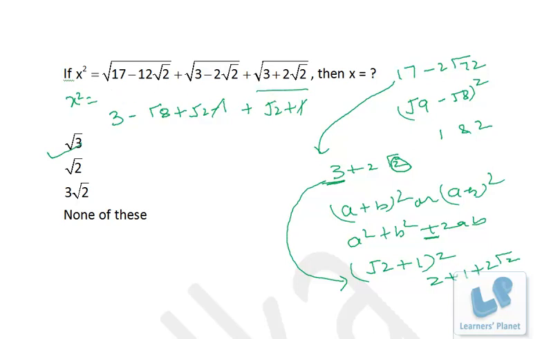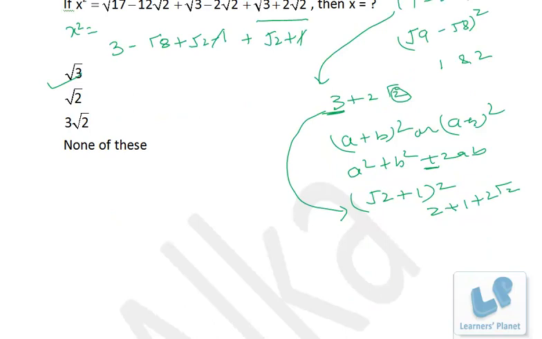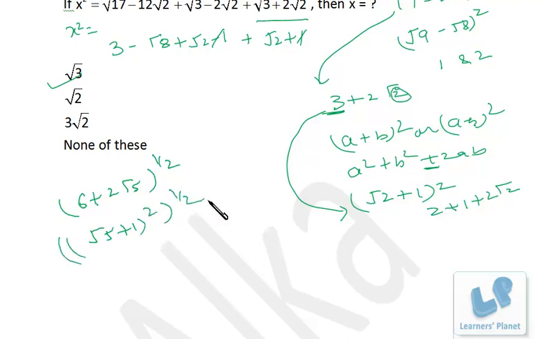Okay? I quickly take one or two more examples so this concept will be clear in your mind once and for all. Suppose I have 6 plus 2 root 5. I have to find out the square root of this. See, product of the numbers should be 5 and sum must be 6. So that's 1 and 5. So that's root 5 plus 1 whole square. And this is square root. So finally it is root 5 plus 1. Isn't it very simple?